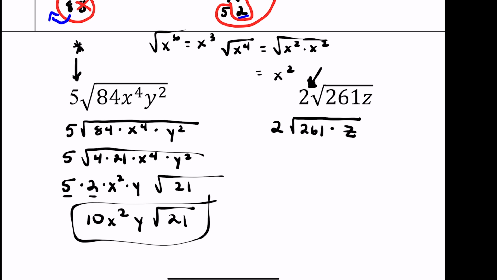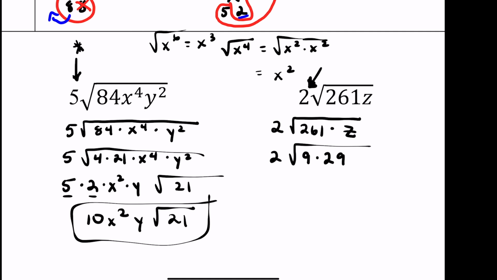And what I like to do is, again, I need to write 2 here, and I need to figure out, okay, what 2 numbers multiply together will give you 261, where one of them is a perfect square. That's just going to be 9 times 29.